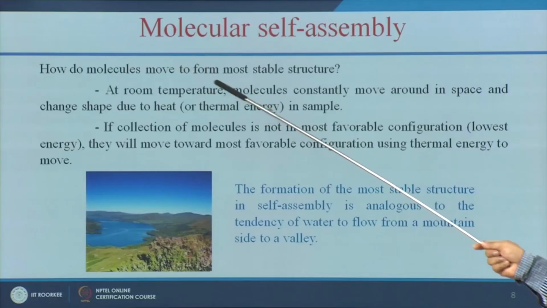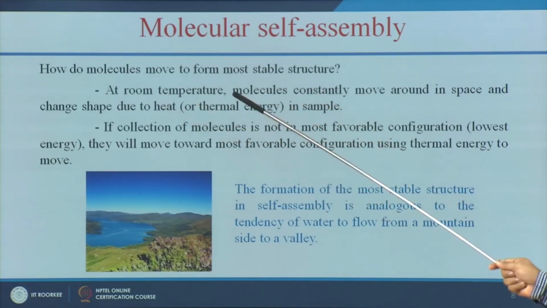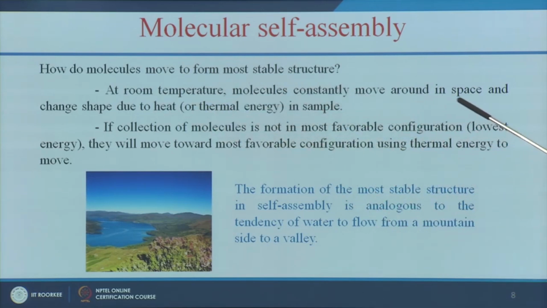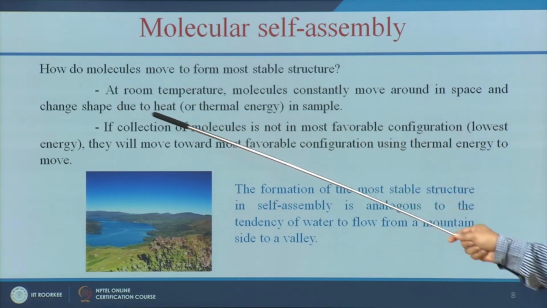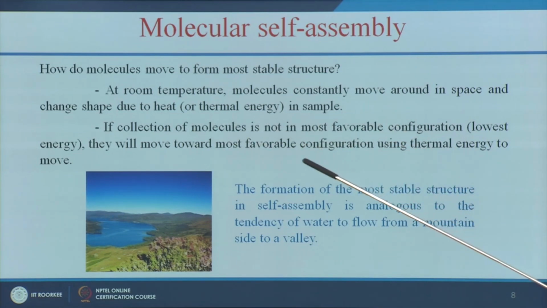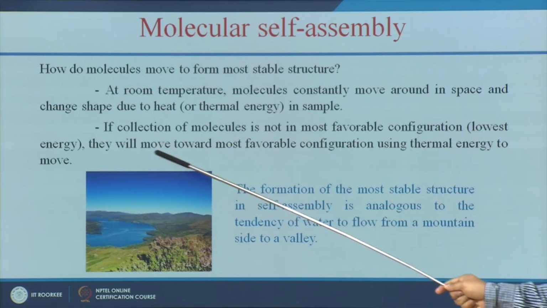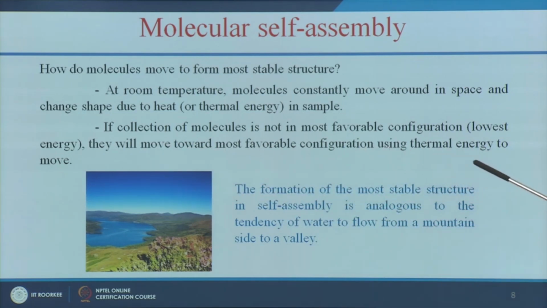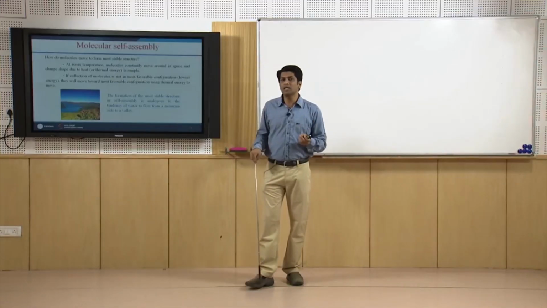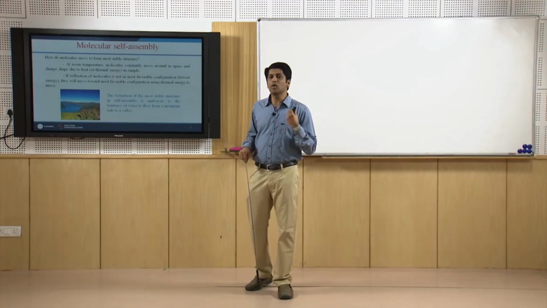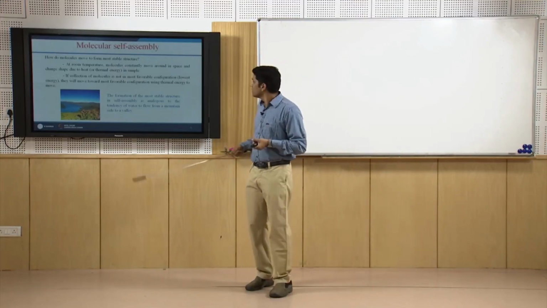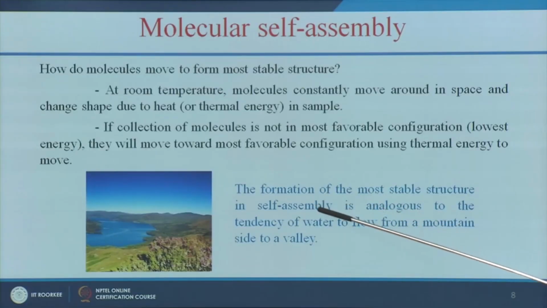So how do the molecules move to form the most stable structure? At room temperature the molecules constantly move around in space and change shapes due to heat or thermal energy in the sample. Okay. So if a collection of molecules is not in the most favorable configuration, that means not in the lowest energy form, they will move towards the most favorable configuration using thermal energy to reach the highly stable structure. So nature always, as I told you earlier, favors what requires low energy and highly stable structure. Okay. So the simple example is the tendency of water to flow from the mountain side to the valley. Okay.